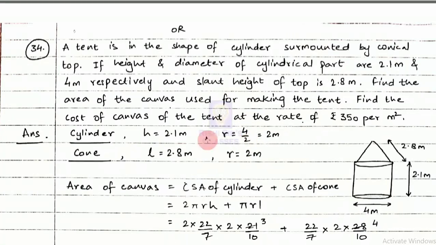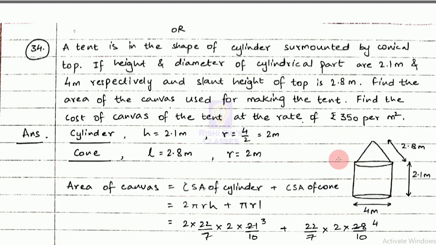Optional question is, a tent is in the shape of a cylinder surmounted by a conical top. The height and diameter of the cylindrical part are 2.1 meter and 4 meter respectively, and the slant height of the top is 2.8 meter. We need to find out the area of the canvas used for making the tent. We also need to find out the cost of the canvas of the tent at the rate of rupees 350 per meter square. So we have been given a cylinder and a conical part. That is the shape of a tent.